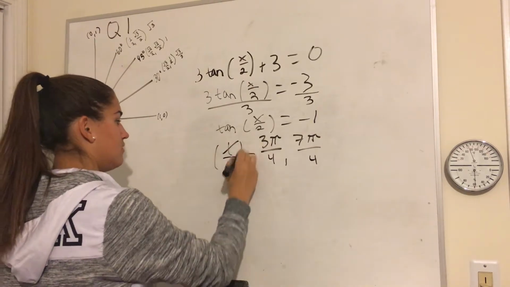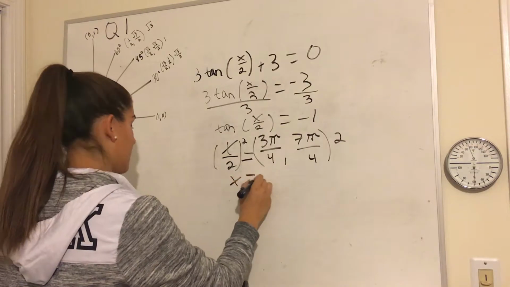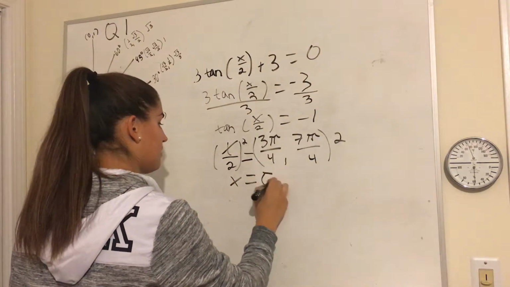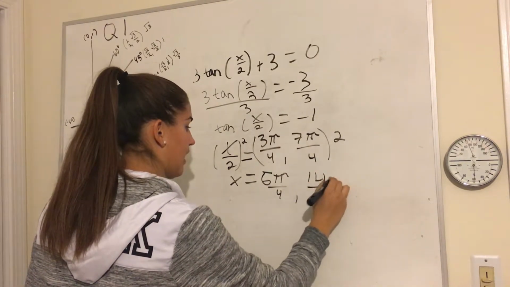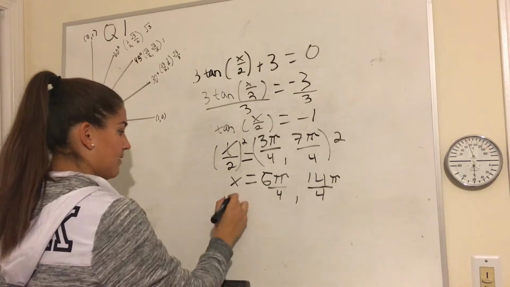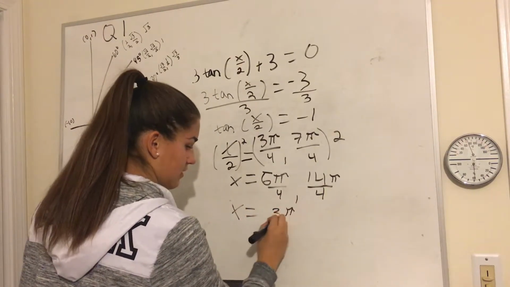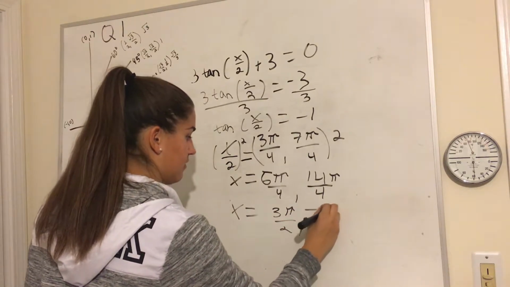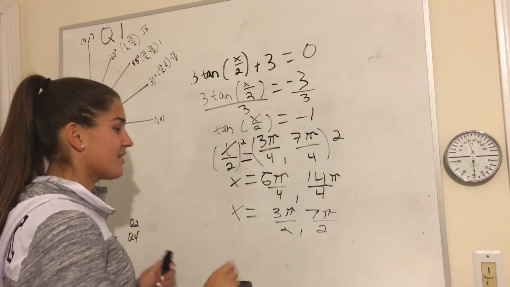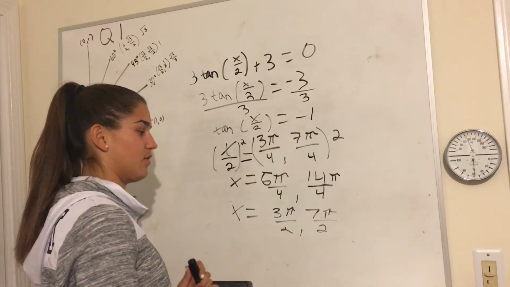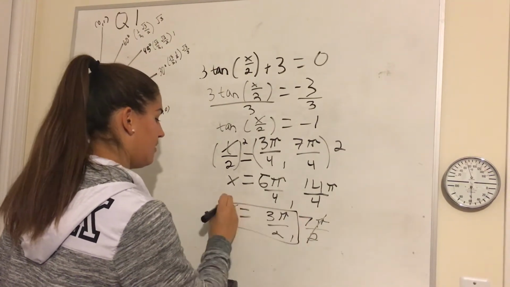Now you want to multiply by 2 on both sides to get the x alone. And you get 6 pi over 4 and 14 pi over 4. Now you want to simplify, and you get 3 pi over 2 and 7 pi over 2. Since our range is from 0 to 2 pi, 7 pi over 2 will not work since it is more than 2 pi. And your answer is 3 pi over 2.